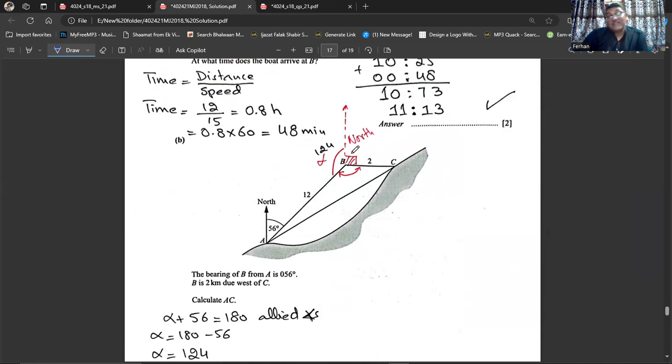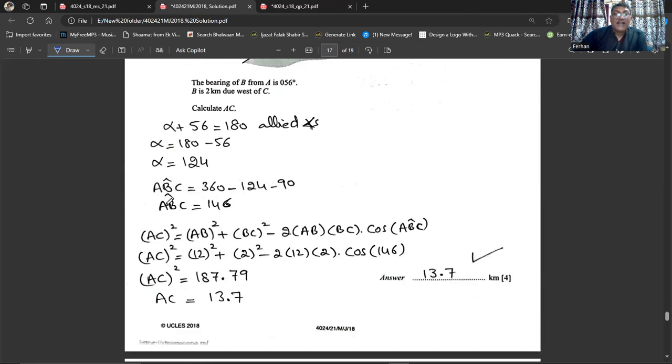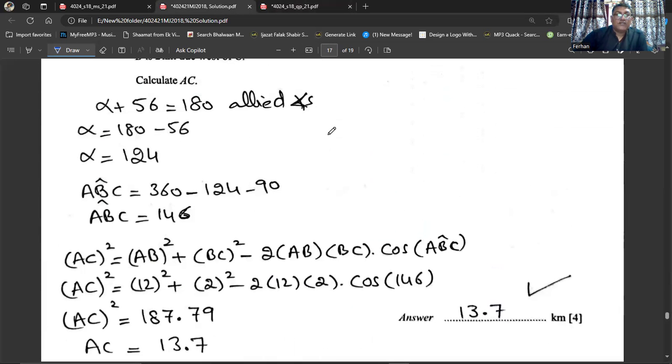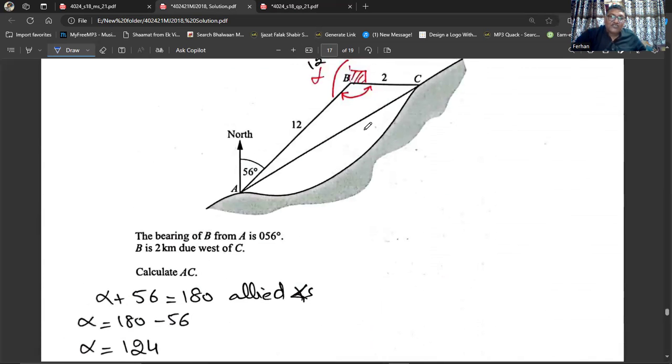This angle is 90 because they said that B is in the west of C. So this angle is 90. If I draw north here, this BC line will be making a 90-degree angle with that north. So I can find angle ABC. ABC plus 124 plus 90 equals 360. And the ABC angle will be 360 minus 124 minus 90, and that will be 146.